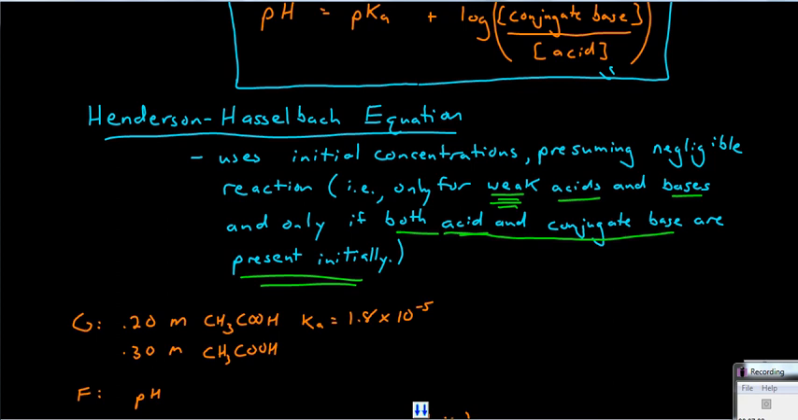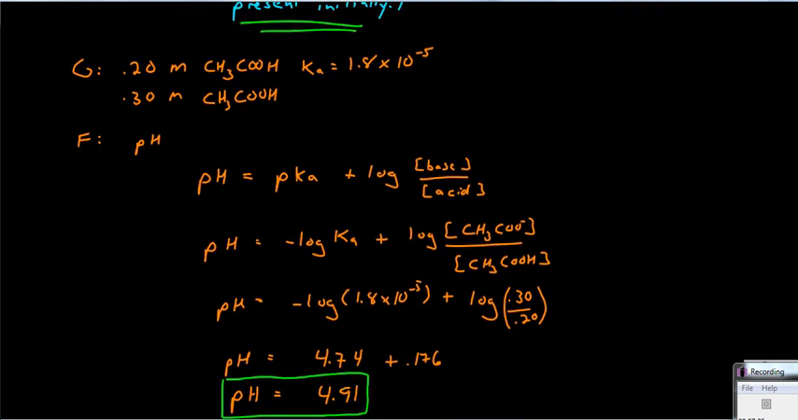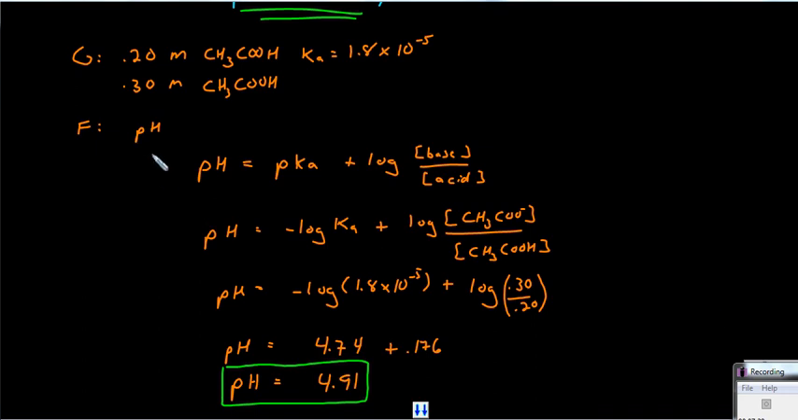So let's resolve our common ion problem, but this time let's use the Henderson-Hasselbach equation. So we have the same initial concentrations of acetic acid and sodium acetate, and plug in then for the Henderson-Hasselbach, which is pH is equal to pKa plus the log of base over acid. pH then is equal to the negative log of Ka, because pKa is the negative log of Ka, and then add the log of the concentration of our acetate over our acetic acid.